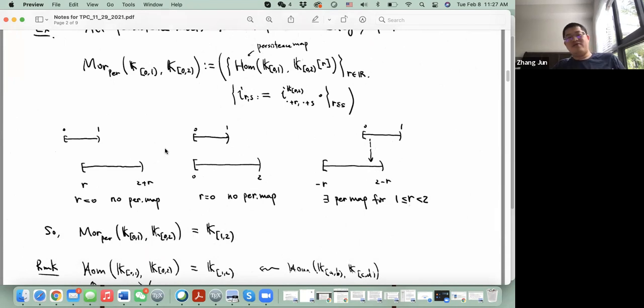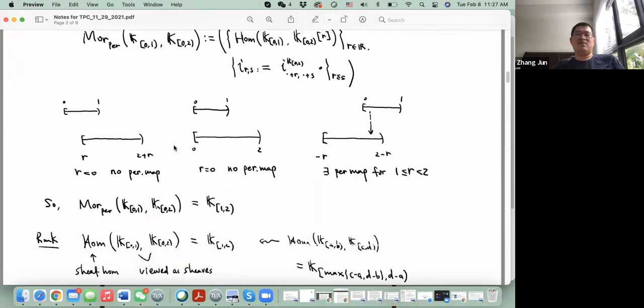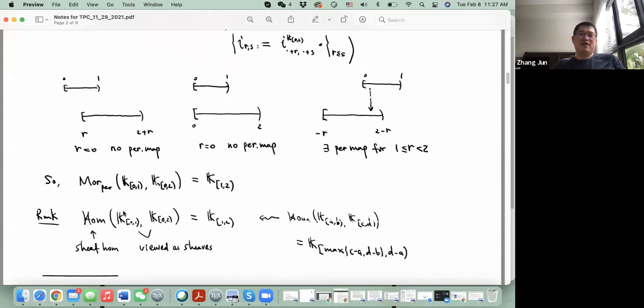If you are not familiar with this kind of language, there's a different language in terms of sheaves. If I consider a constant sheaf over [0,1] and another constant sheaf over [0,2], and you consider sheaf Hom between these two sheaves, it turns out if you compute that, you will get another constant sheaf over [1,2]. That's precisely the interval here. And in general, you have a formula for [A,B] and [C,D]. I think for people who work with persistent modules, from the shift perspective, this formula is very well known.